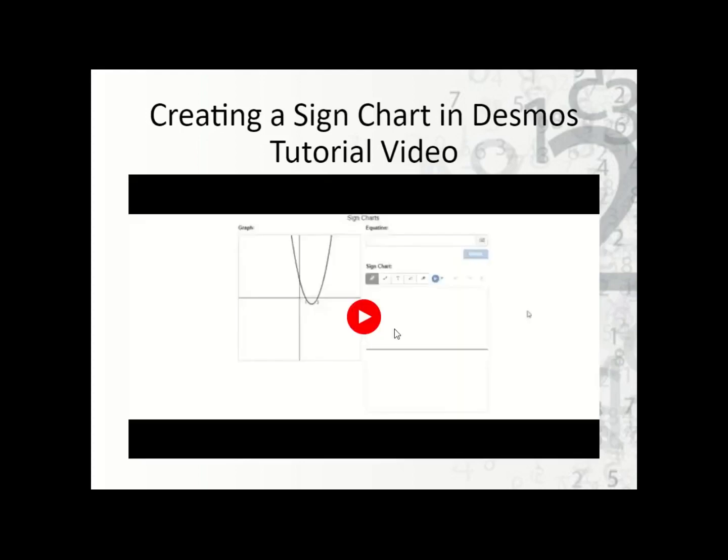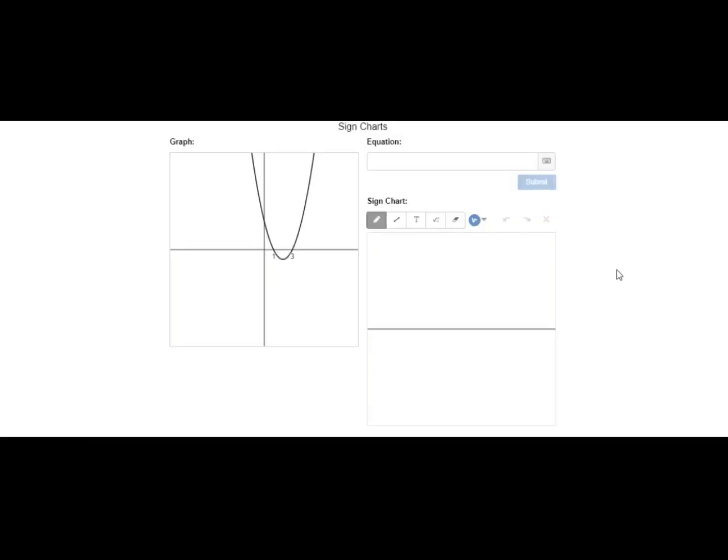Now there's a video here that shows you how to use Desmos to create a sign chart, so you can go ahead and watch that video now. Let's take a look now at how to create a sign chart using Desmos.